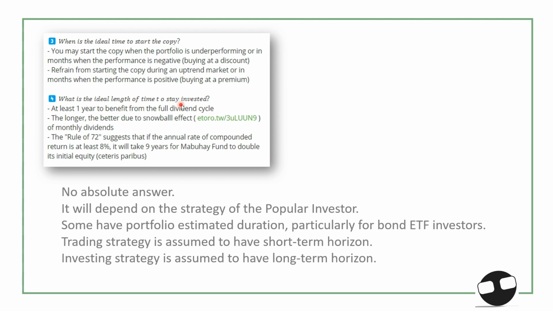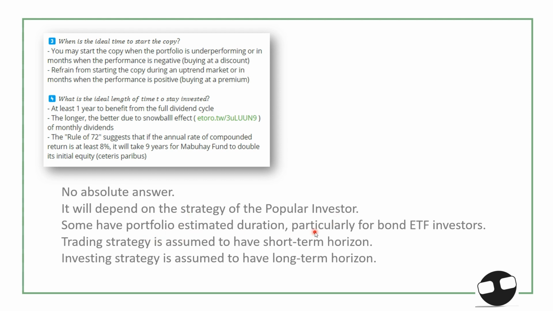Now, what is the ideal length of time to stay? It should match the duration of your portfolio. In this case, for example, the portfolio of the fund is composed of some fixed income with durations of 1 year to 3 years. That's why you need to hold at least 1 year to benefit from the full dividend cycle. But the generic answer is that there is no absolute answer, meaning you cannot easily decide when to copy or how long to copy, because that depends on the strategy of the popular investor and, of course, your horizon as a copier.